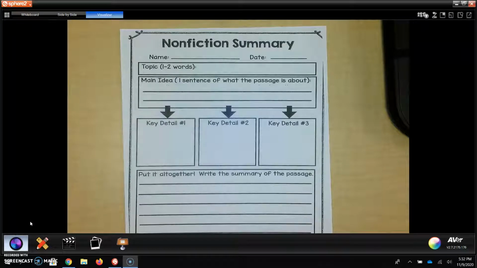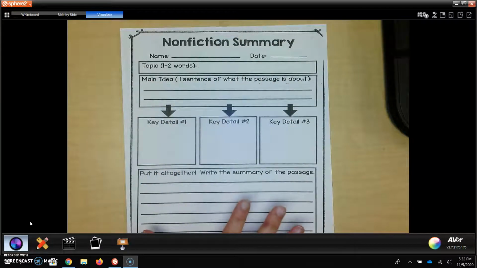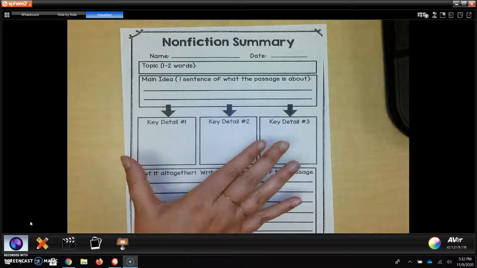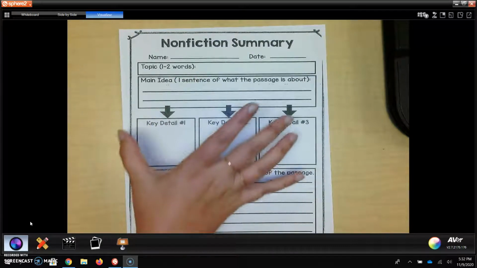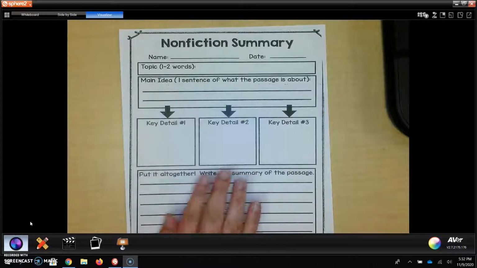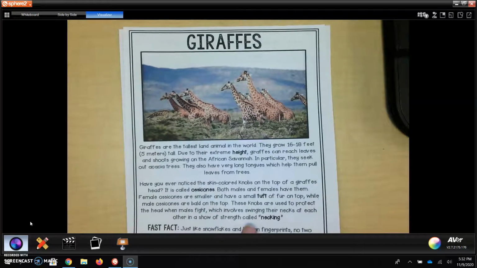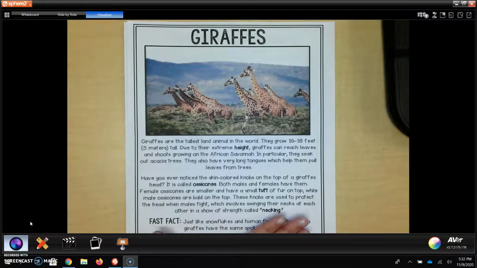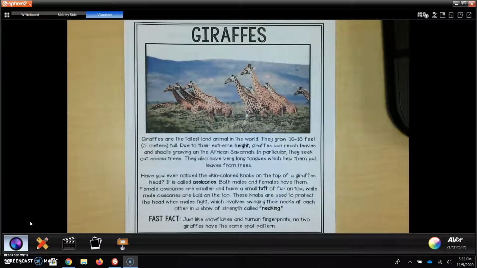Hi friends, so today we're going to do another practice of how to write a nonfiction summary. We're going to use that same helpful template to guide us through our topic, our main idea, and our key details, which will then guide us to writing our summary by putting it all together. We're going to be looking at the informational text called Giraffes. I'm going to read through it quickly again because it's a really short article, and then I'm going to show you step by step so you're ready to practice on your own.